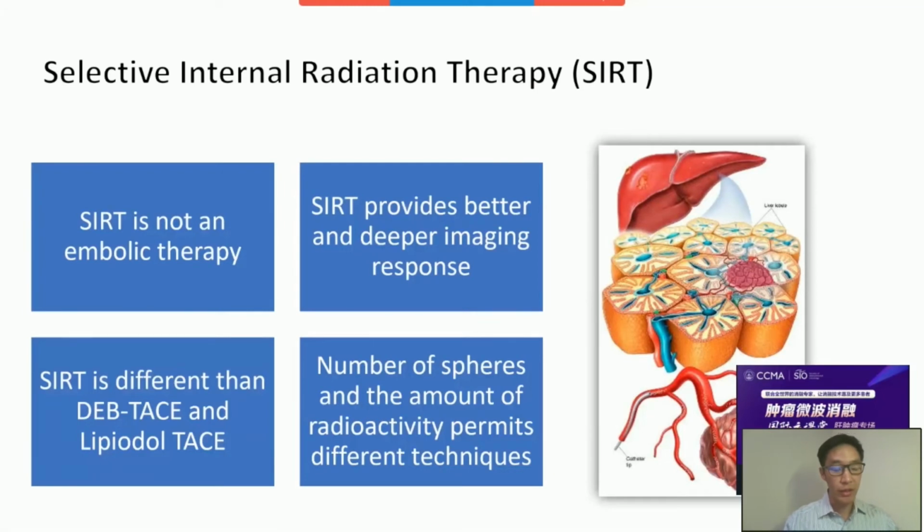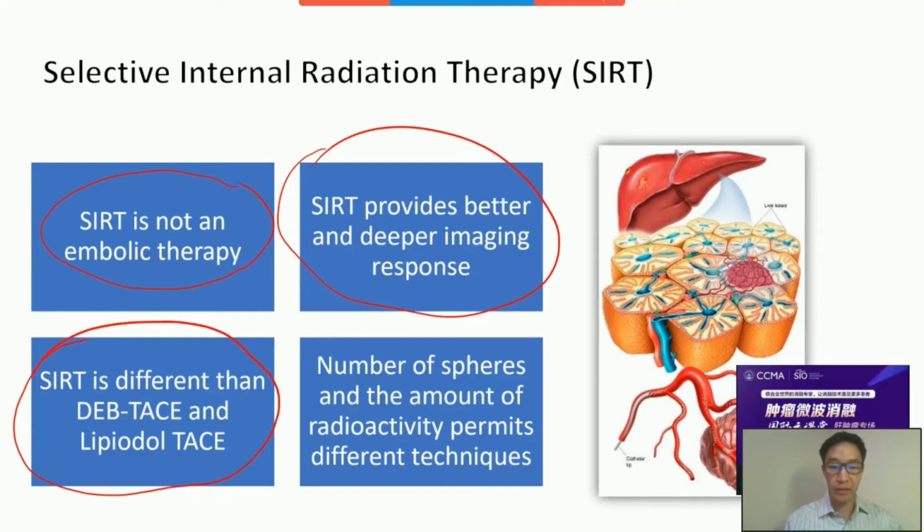So when we take a look at the literature and we understand these mechanisms, we can take four very important facts to understand the clinical results. SIRT is not an embolic therapy. It is not the same as DEB TACE. It is not the same as cTACE. SIRT provides better and deeper imaging response, which we will see very shortly.